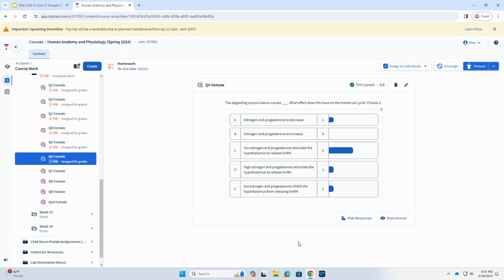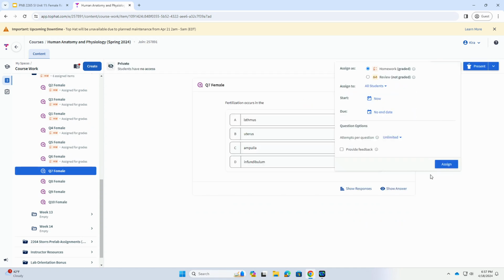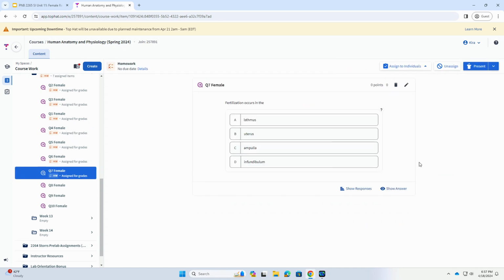This is the corpus luteum. And this is ovulation. So that's why C is the correct answer for the effect that it has. Fertilization occurs in the, and this is a specific anatomy question that I didn't go over, but let's see if you guys got it from the videos.